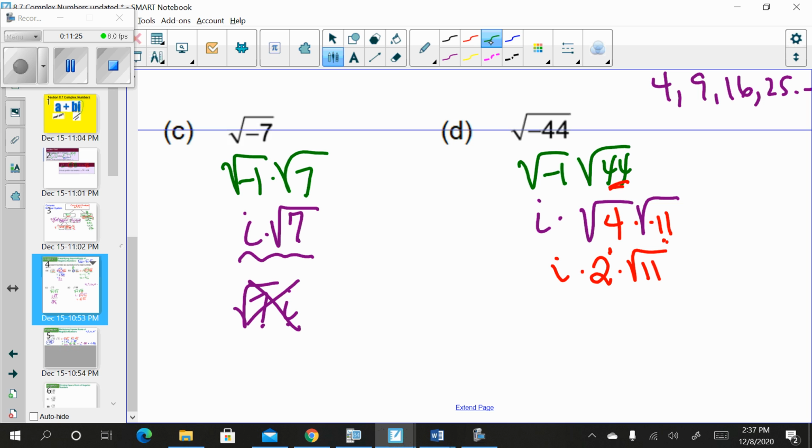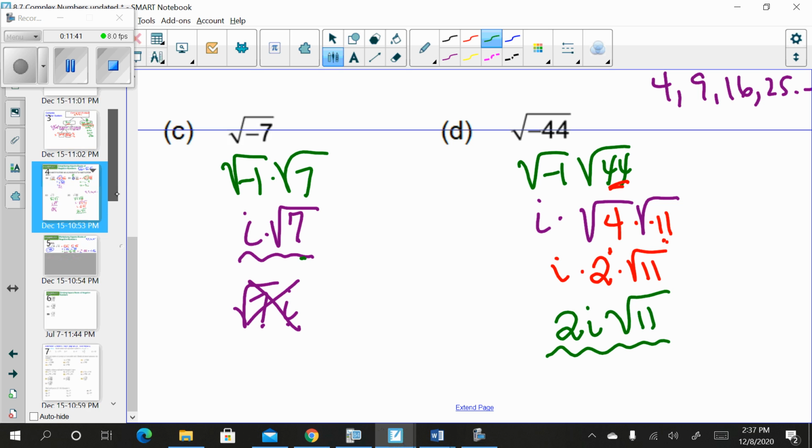Now, for sorting and organizing to write my final answer, I usually put whole numbers first, then the imaginary unit, and then the radical. Again, for that same reason as the last one, sometimes the i gets lost in the shuffle underneath that radical, so we want to be careful with that. So this is what we're going to be doing to simplify, right? This is how we want to be able to talk about these values.